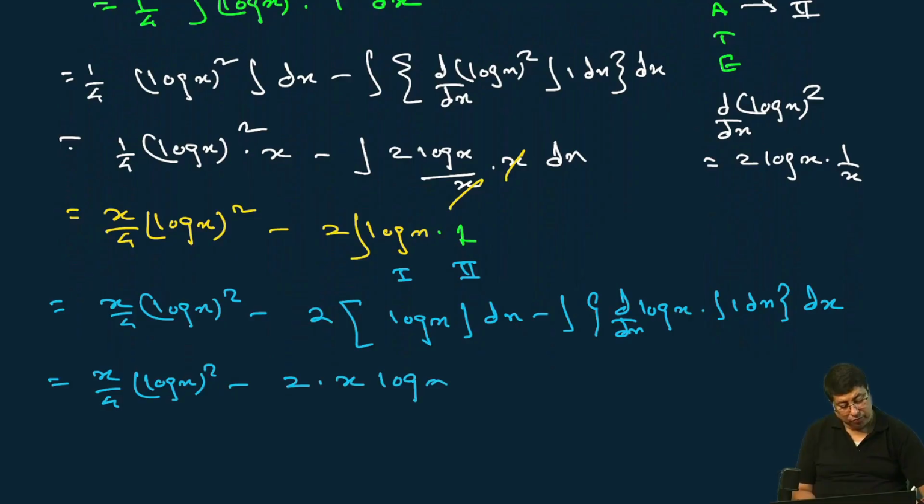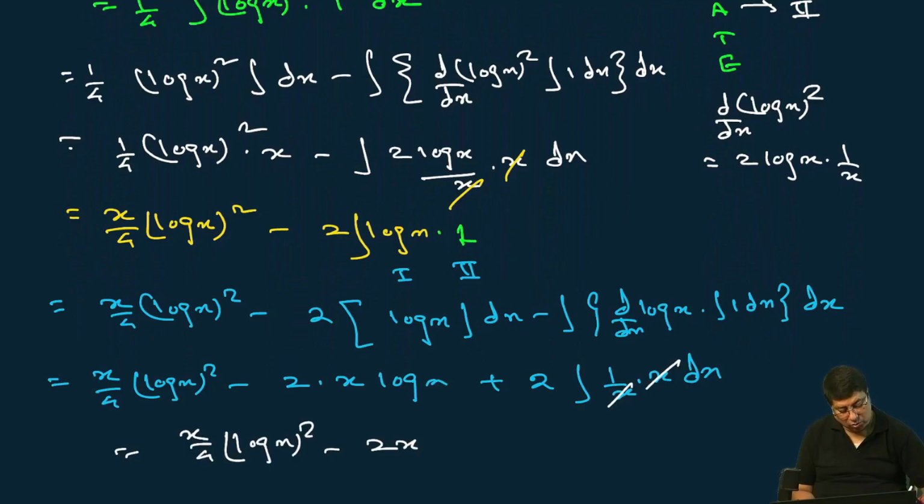Now minus minus plus 2. Here look, log x derivative is 1 by x, this is 1 by x into x, they are getting cancelled, so we are getting here 1 by x into x dx integration x, and they are getting also cancelled here, and we are getting x by 4 log x whole square minus 2x log x plus 2 plus c.